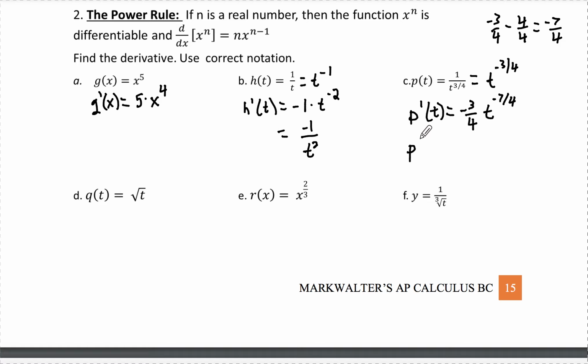If you wanted to, we could rewrite p prime of t in this case as -3 would stay up in the numerator, 4 is in the denominator, and then t to the -7/4, we could flip that into the denominator and lose the negative sign, and there we go.